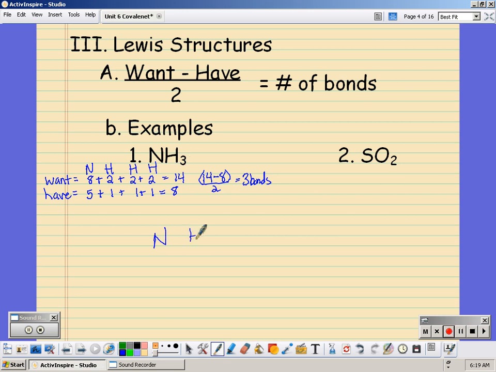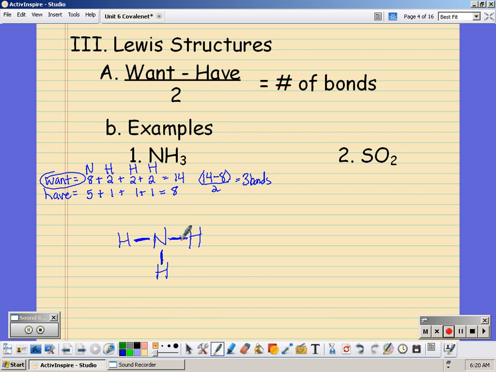Then we're going to bond our nitrogen to our hydrogen. I've drawn 3 lines, which represents my 3 bonds. That tells me this molecule does not have double or triple bonds. However, I want to make sure that my atoms have what they want. Hydrogen wants 2 electrons, and it has access to 2 electrons because of the bond. 1 bond, 2 electrons. So all of my hydrogens are satisfied because they have access to what they want.